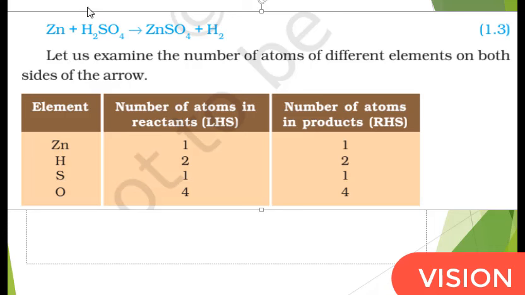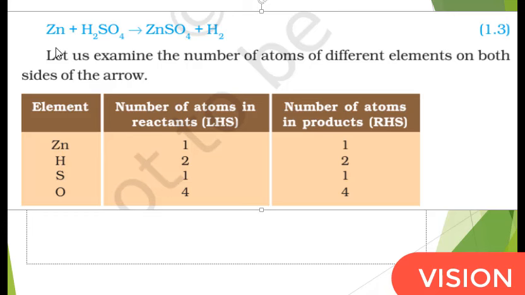In the side, in the point we are using with the help of this arrow mark. Now how to balance the equation? Left hand side is zinc, Zn means zinc, H2SO4 is the sulfuric acid. This reacts and gives zinc sulfate plus hydrogen.